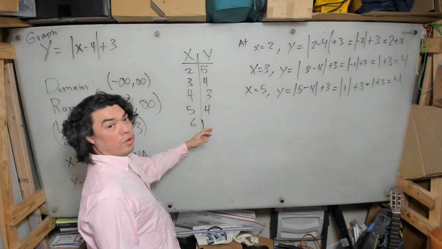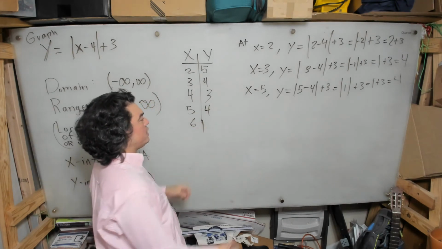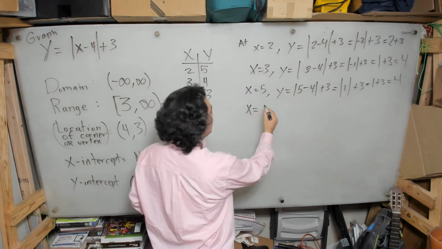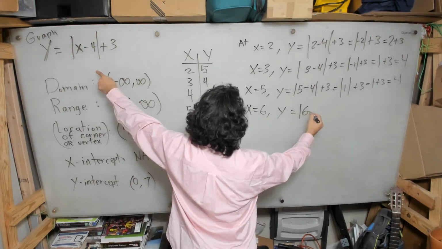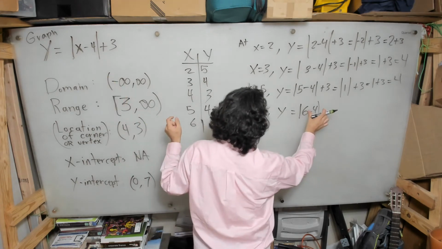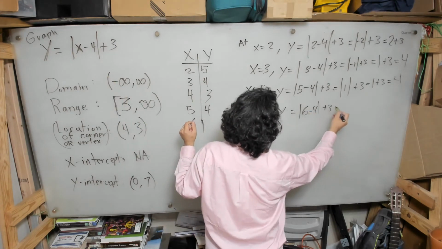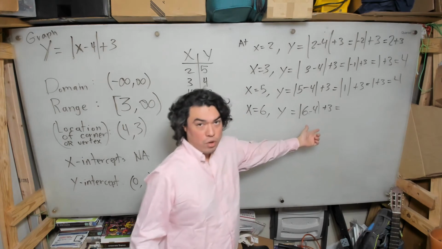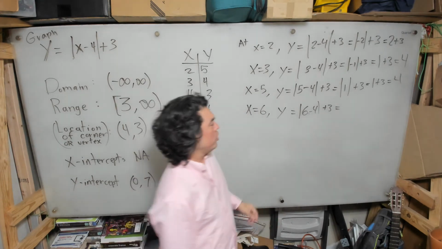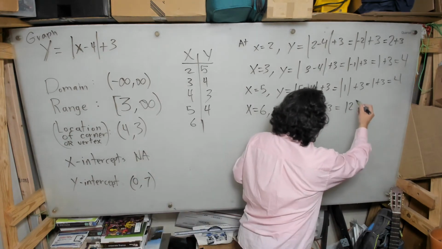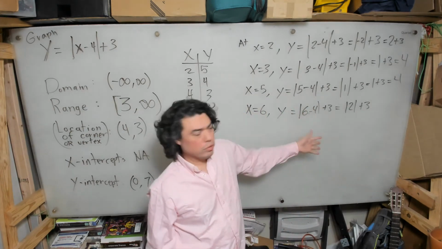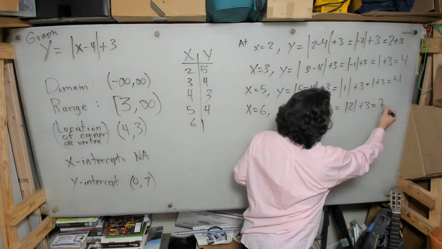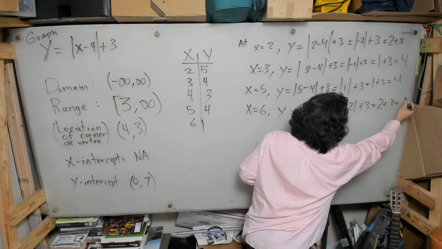And then I'm going to do the same thing for x equals 6. So if x equals 6, I'm going to get y equals the absolute value of 6 minus 4 plus 3. What is 6 minus 4? 6 minus 4 is 2. So this will be the absolute value of 2 plus 3. The absolute value of 2 is 2. So it'll be 2 plus 3, or in other words, 5. Okay?